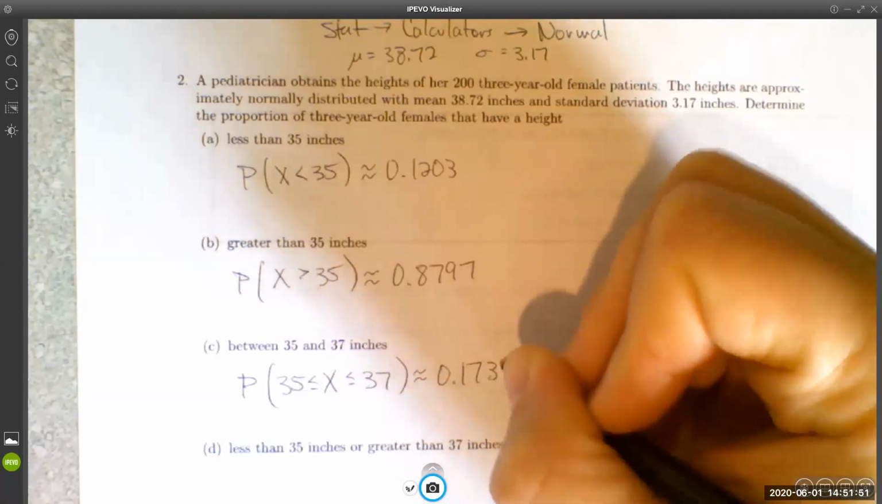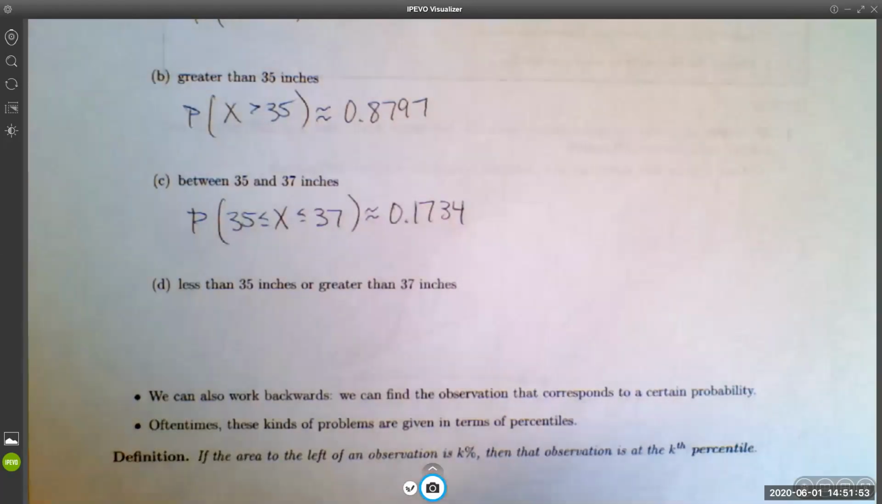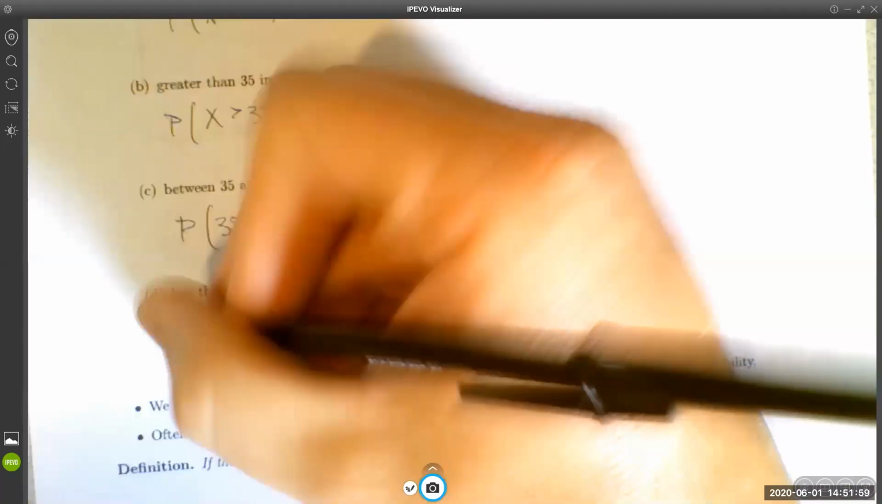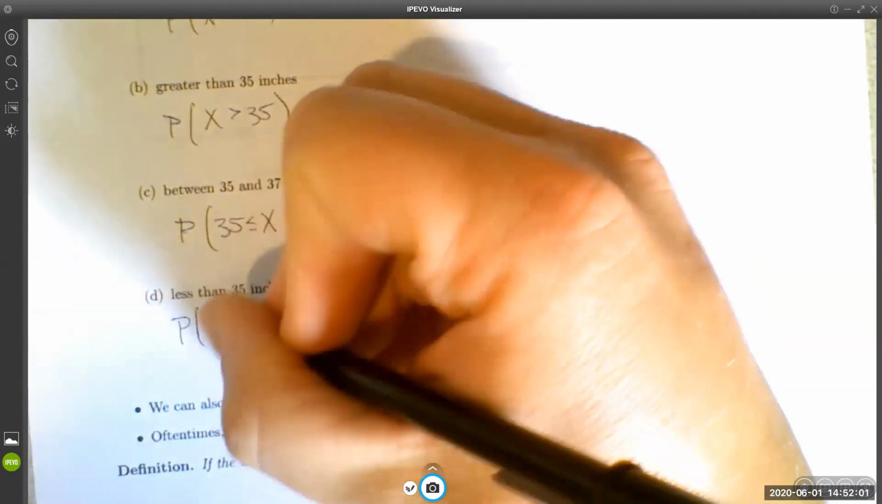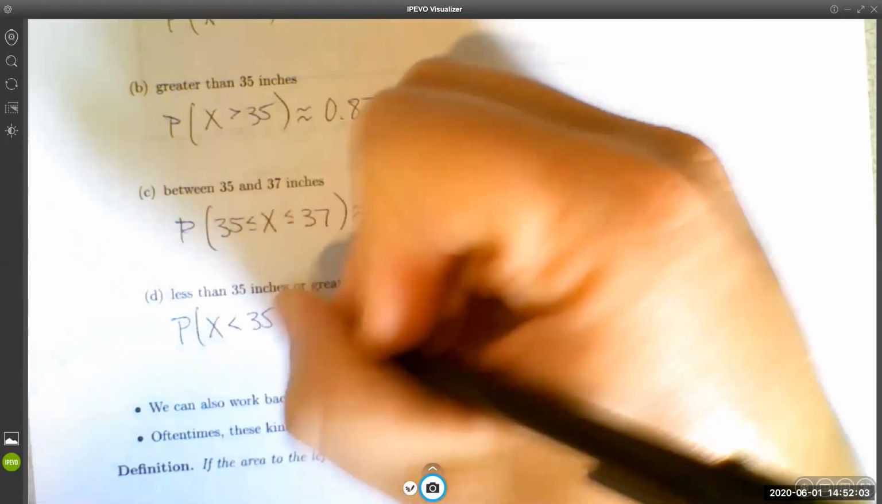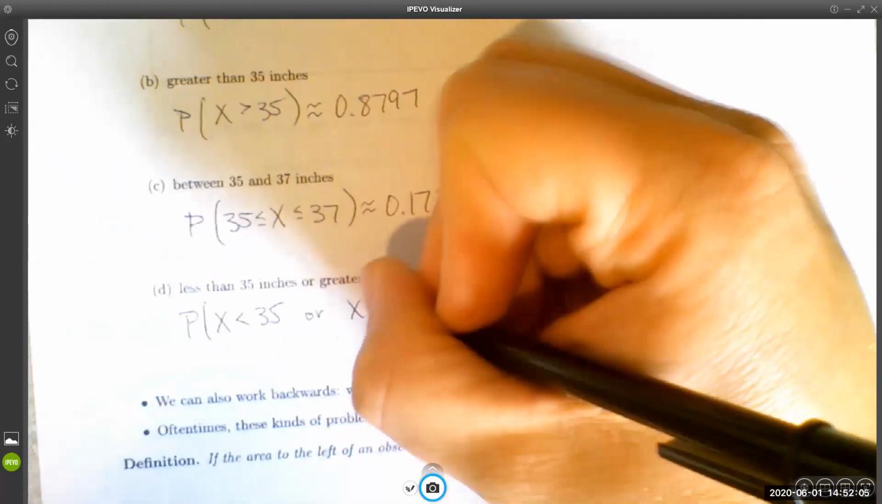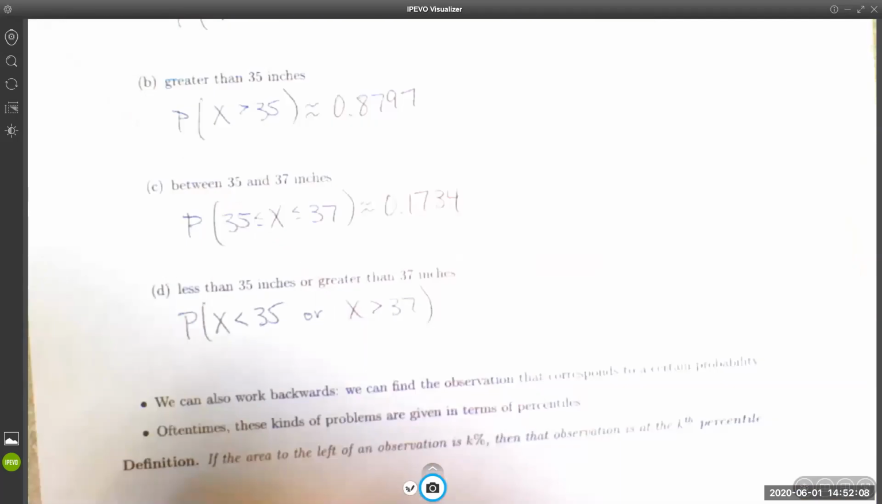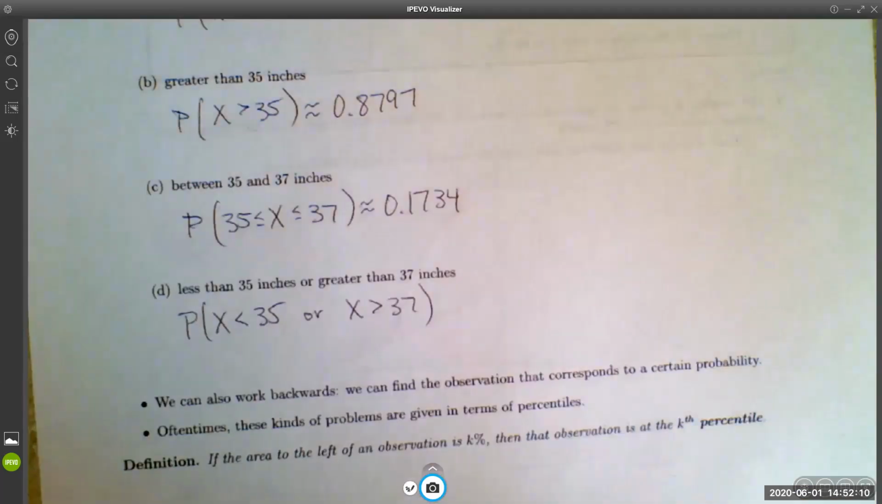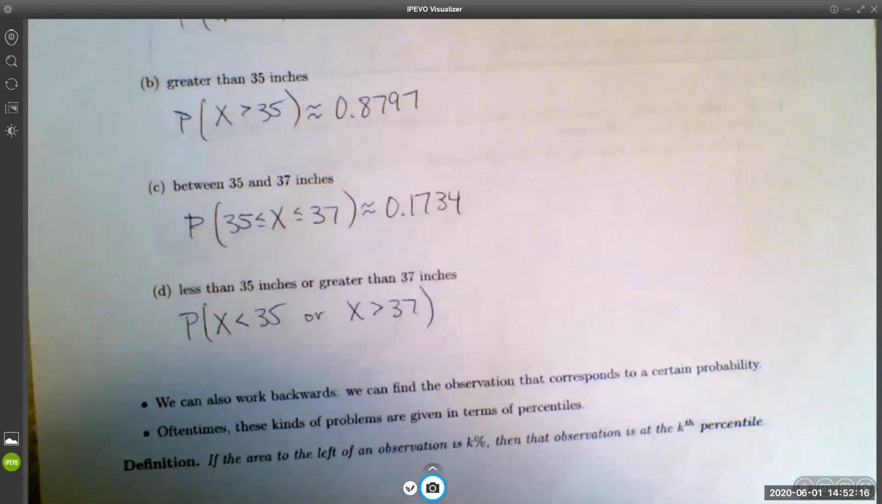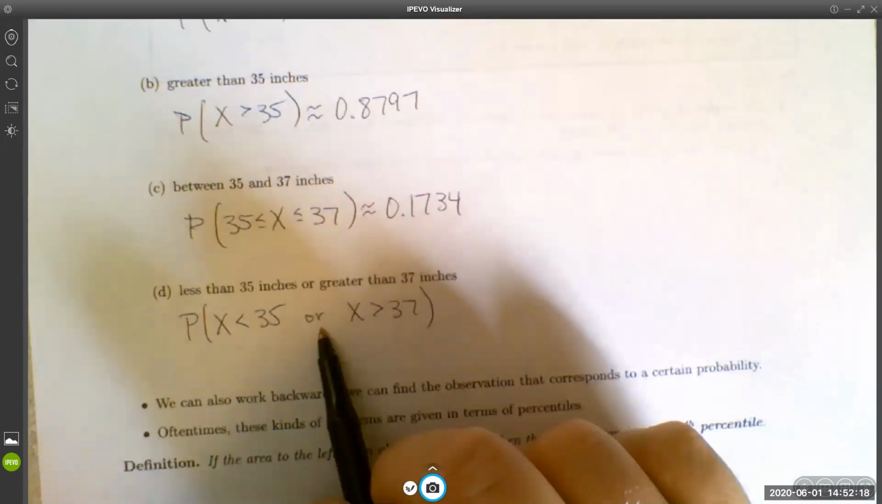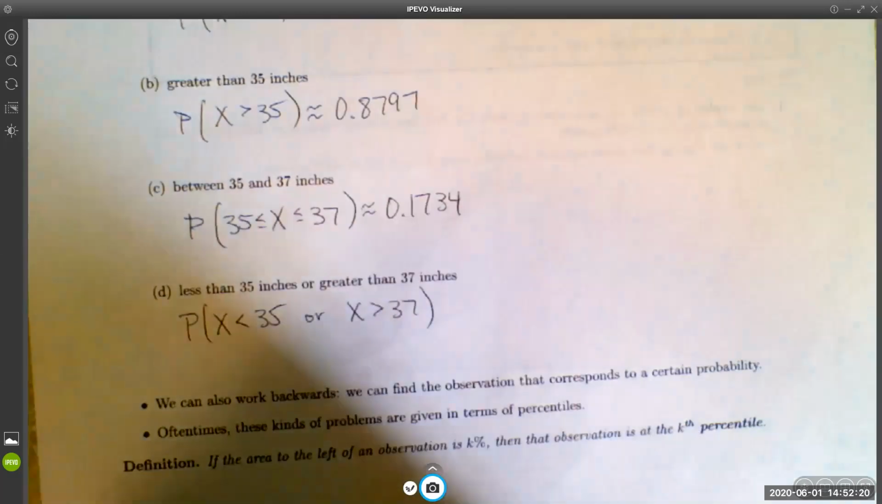Okay. And then last but not least in part D, we're looking for the probability X is less than 35 inches or greater than 37 inches. So we're looking for the probability that X is less than 35 inches or that X is greater than 37 inches. Now, there are 2 ways you could think about that. There are multiple ways that you could think about any of these problems, but this one in particular, there are a couple ways that you could think about this.